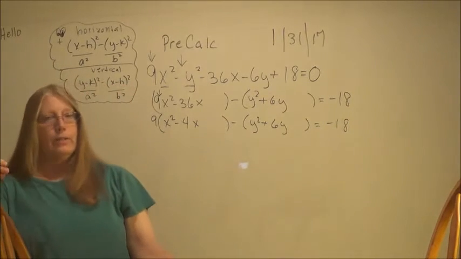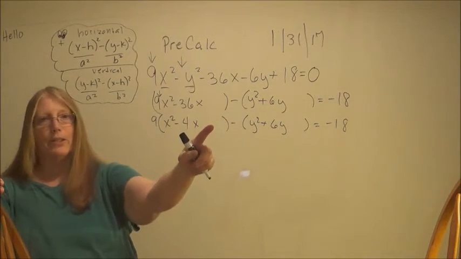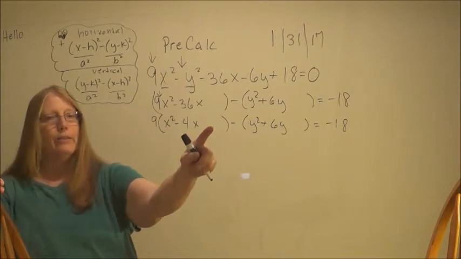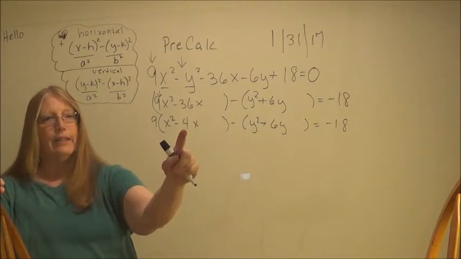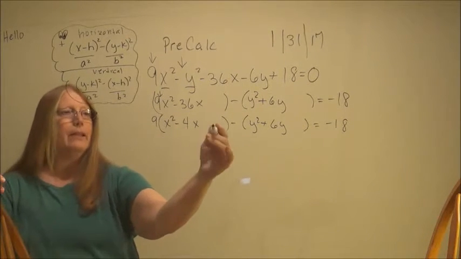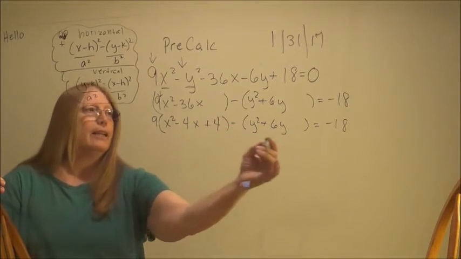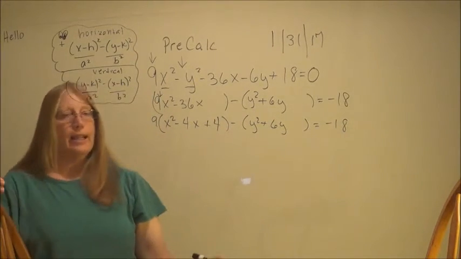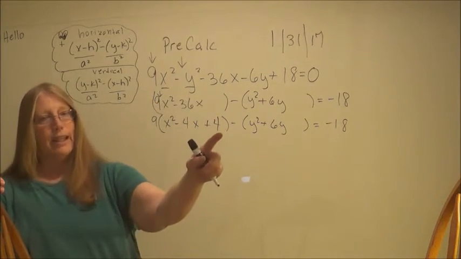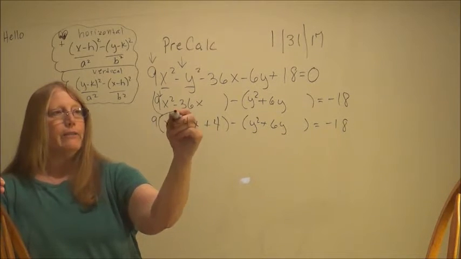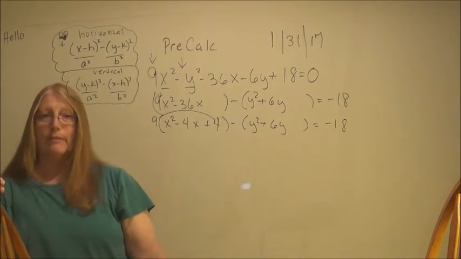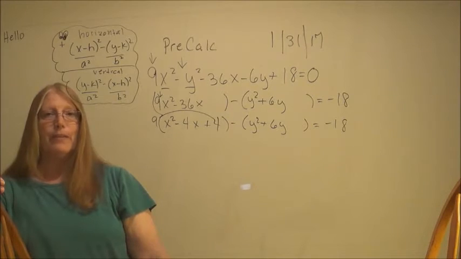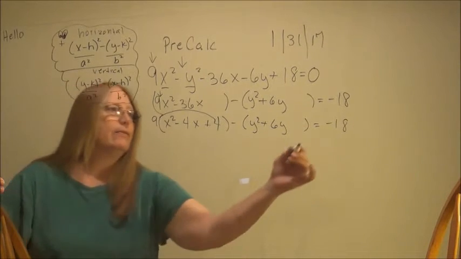So now what do I add? What's the special number here to complete the square? Half of this squared is going to be a 4. You would think I would add a 4, but this is just masquerading as a 4. Really, it's a 9 times 4. So I have to remember that and add a 36.